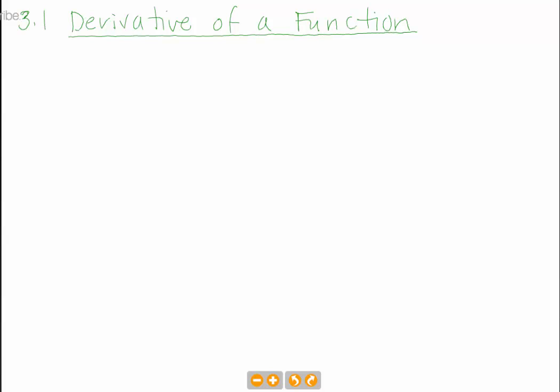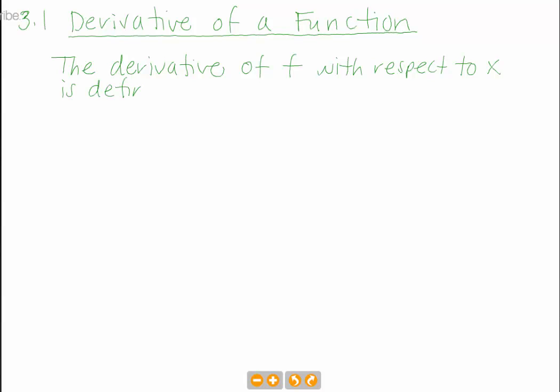So we can define the derivative. We talked a lot about where it came from in the last section. The derivative of a function f with respect to x is defined to be f prime of x, which we talked a little bit about before with rates of change. It's the limit as h goes to 0 of f of x plus h minus f of x all over h.